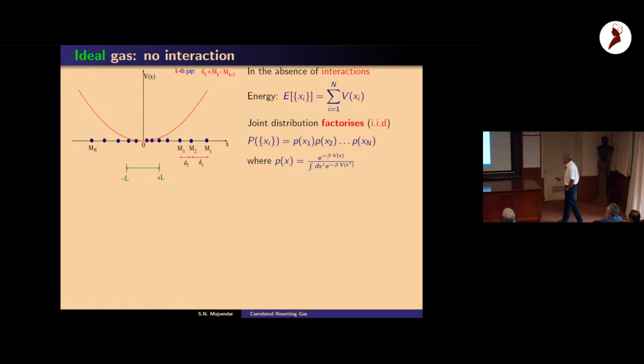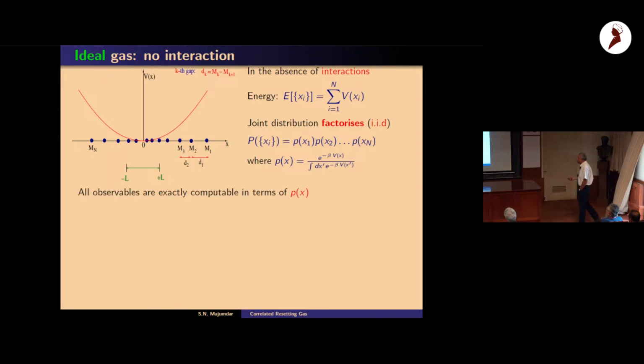In that case, you see immediately that when you write e to the power minus beta E, it factorizes into individual probability distributions of the particles. So each particle is drawn from this P of x, which is just e to the power minus beta V of x, normalized to 1. And in that case, you can calculate all the observables very easily in terms of this P of x. So for instance, the average density, you can just put in this P of x_i and compute this. You see that this just becomes P of x. It's very easy to see this.